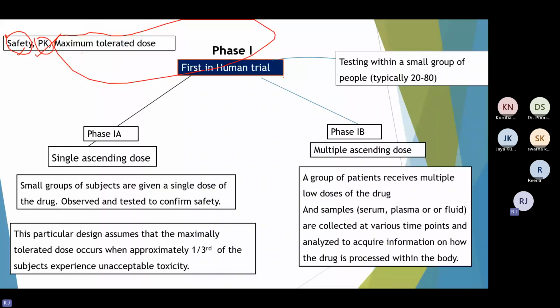so again phase 1 is further divided into two types: phase 1A and phase 1B. Phase 1A is called single ascending dose study, and phase 1B is called multiple ascending dose study. Generally people will understand phase 1, then phase 2, then phase 3, but every step is not that simple. Okay, it has many further baby steps, so we have to learn each step. So phase 1 is divided into two parts: phase 1A and phase 1B.